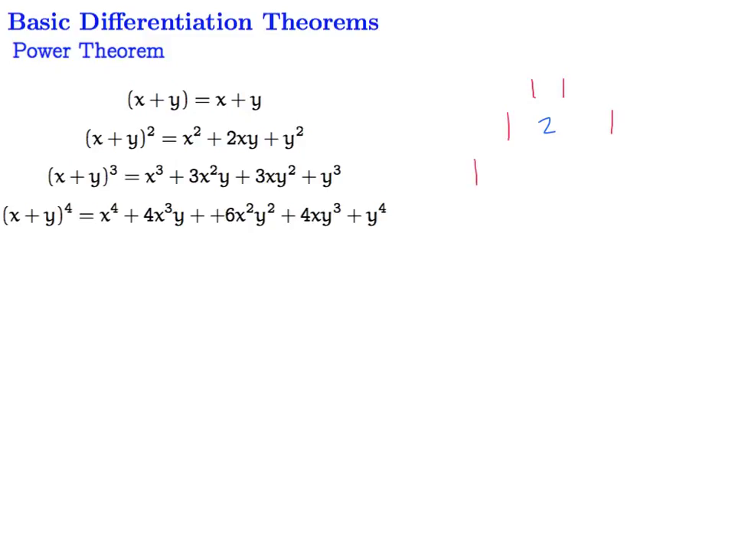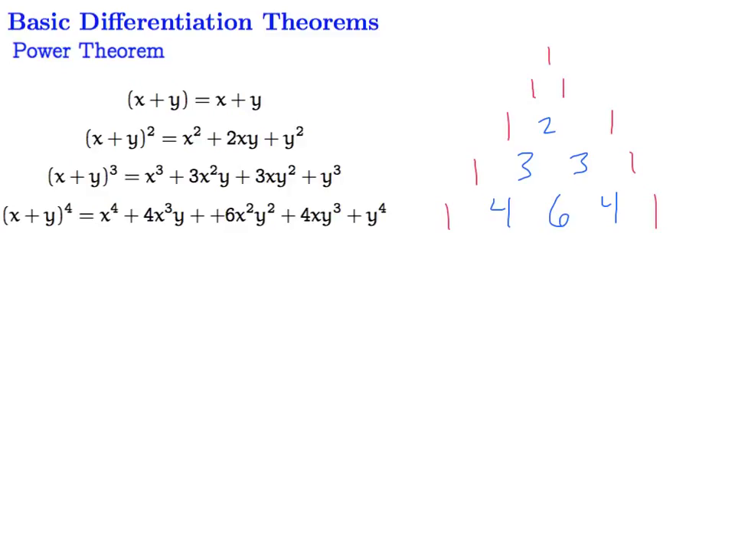Next, I get the 1 in front of my x cubed. I get a 3x squared y, a 3xy squared, and finally a 1. And in the last line, I get 1, a 4, a 6, a 4, and finally a 1. And if you kept doing this, what would happen would be a neat little pattern.